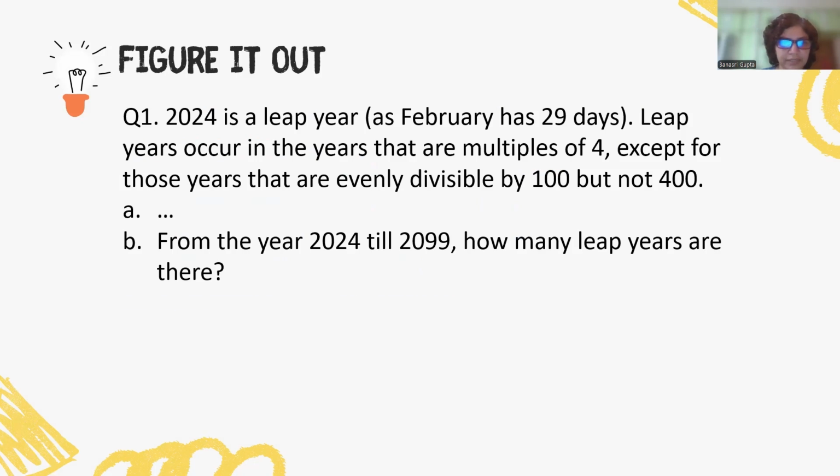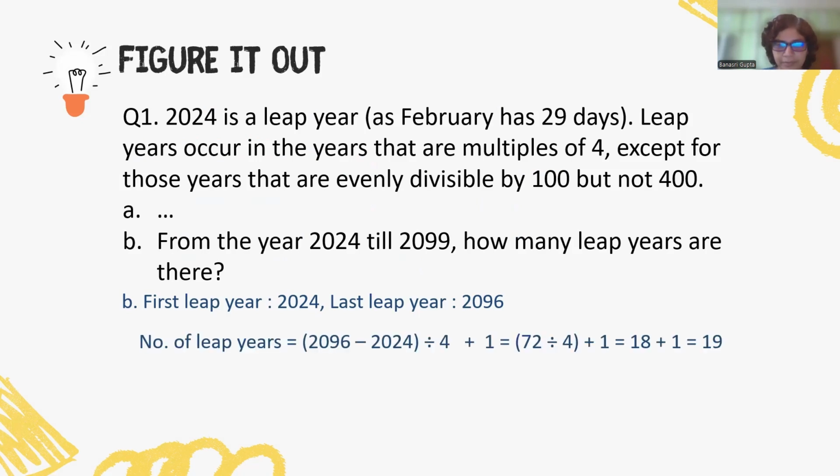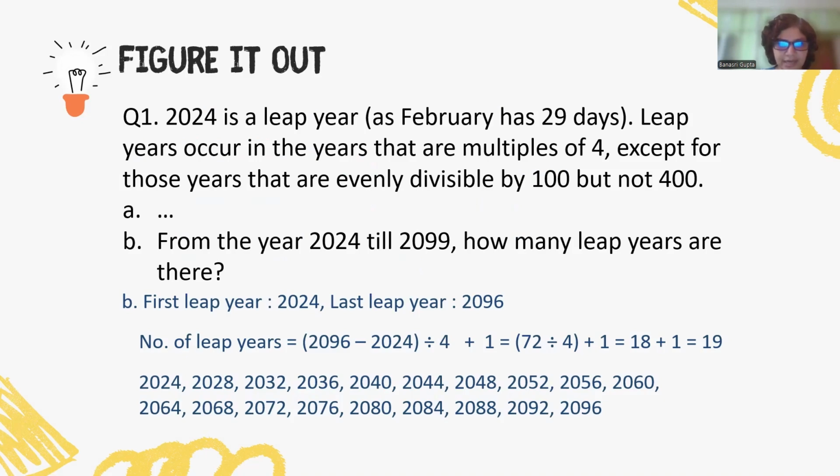So again, we will come back to the problem. We saw that the first leap year is 2024, the last leap year is 2096. So the number of leap years is that we have to divide the difference by 4, then add 1 to it. So the answer is 19. And all these years are leap years. But the year 2100 will not be a leap year by this definition, because it is divisible by 100 but not by 400. 2100 is not divisible by 4 hundred. So the year 2100 will not be a leap year.